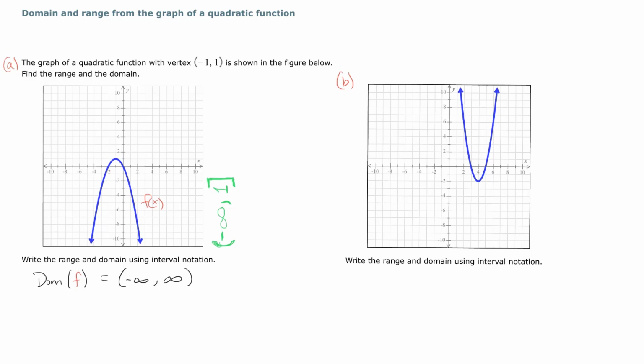How do we write the range? I use capital R, N, G, parenthesis. The range of f is equal to negative infinity, comma, 1. Feel free to do example B on your own. You could pause the video, and if you need to check your answer, certainly unpause the video to see the revelation.